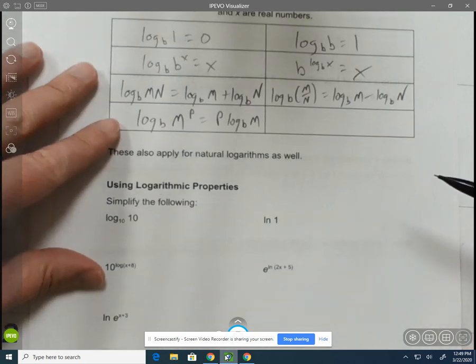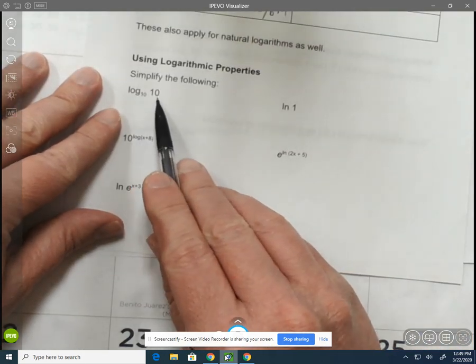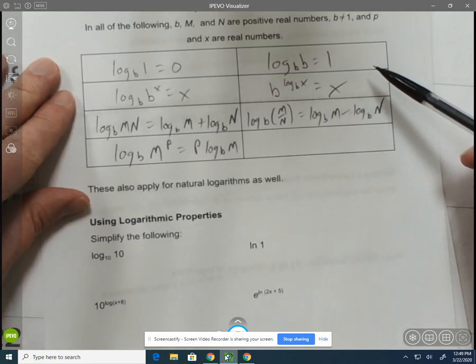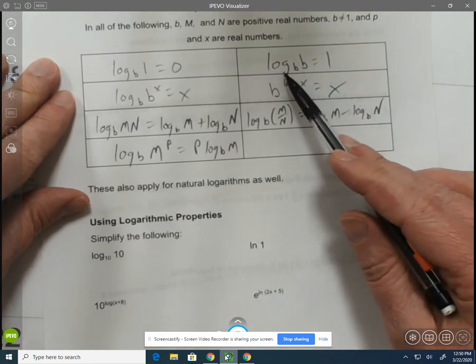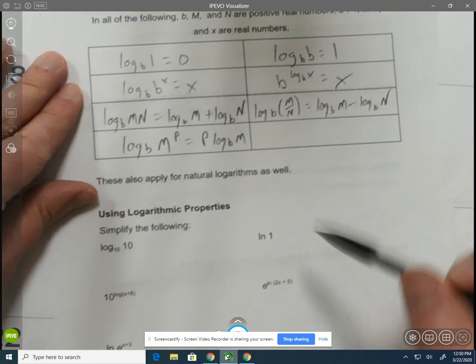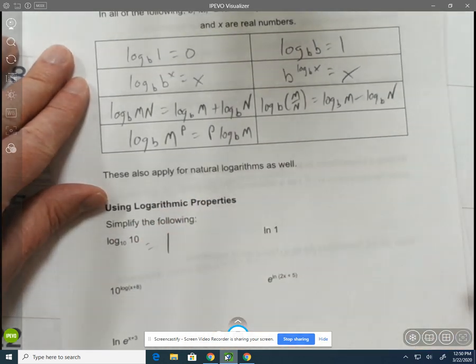So what can we do with this? Well, if I'm asked to simplify log base 10 of 10, which one of these does that look like? That looks like this one right here. Log base 10 of 10 just equals 1.